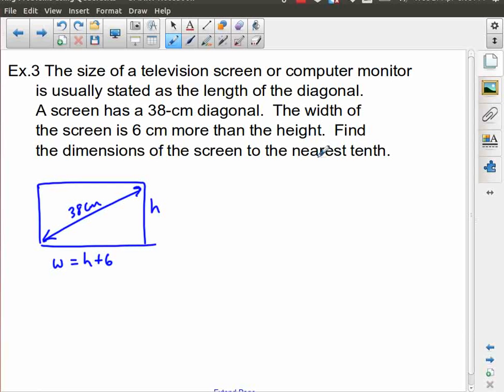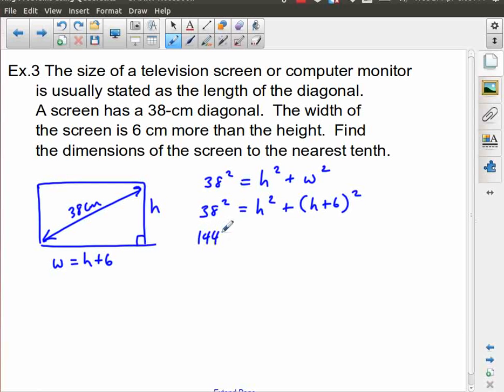Now, how do we relate these things together? Well, one thing is this is a rectangle. And as soon as you see that, hopefully you see a right-angled triangle, so Pythagorean theorem. So the relationship is actually 38 squared is equal to h squared plus w squared. But we don't want w. We're going to replace that with 38 squared equals h squared plus (h plus 6) all squared. And I can start to work with this because I want to create a quadratic equation that I can work with.